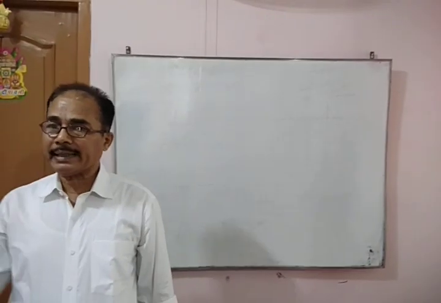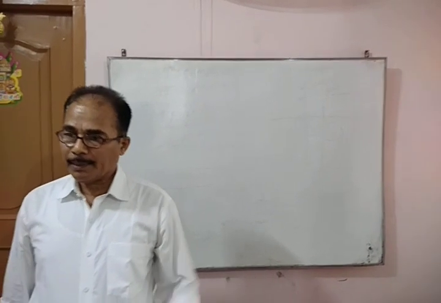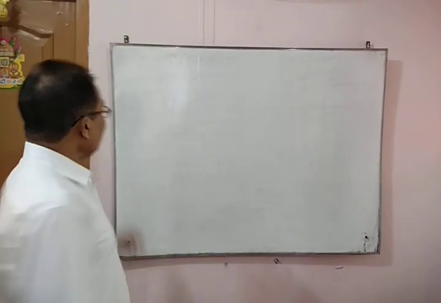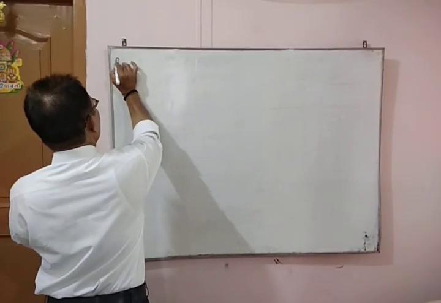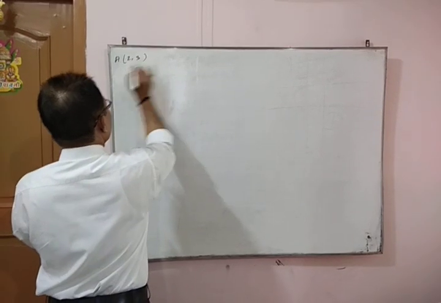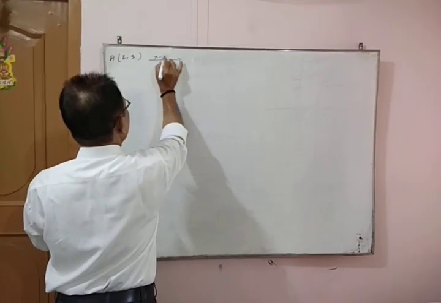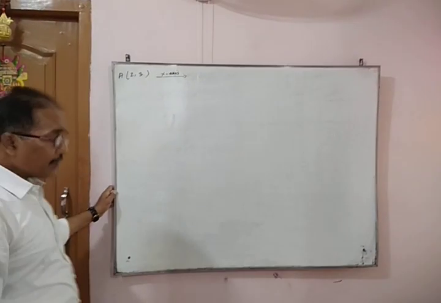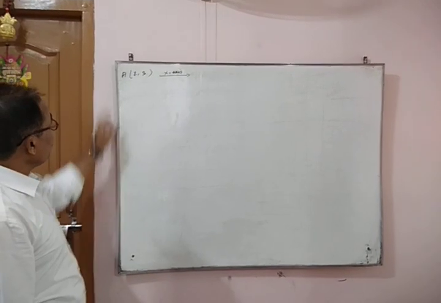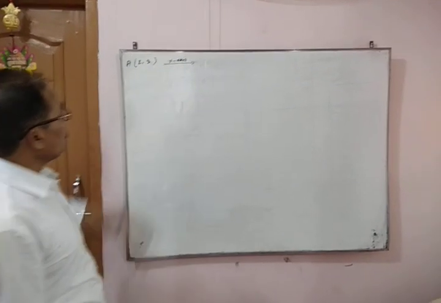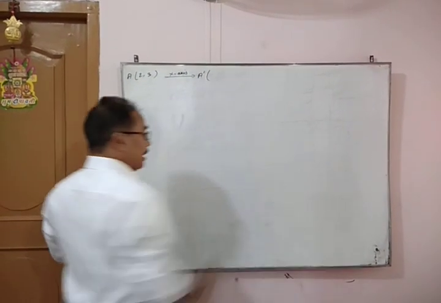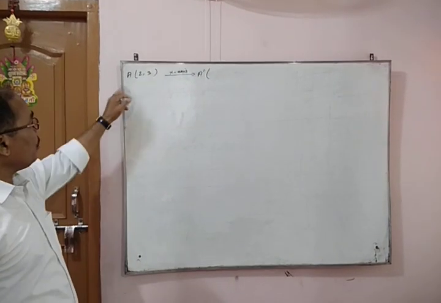Children, today I will tell you about some technical points in the particular chapter. Number one, reflection. In reflection, suppose A is a point, coordinates are 2, 3. Reflection is taking place from the x-axis, and the question arises: find out the coordinates of the image of the point when reflection is taking place from the x-axis. Let A dash be the image of the point.